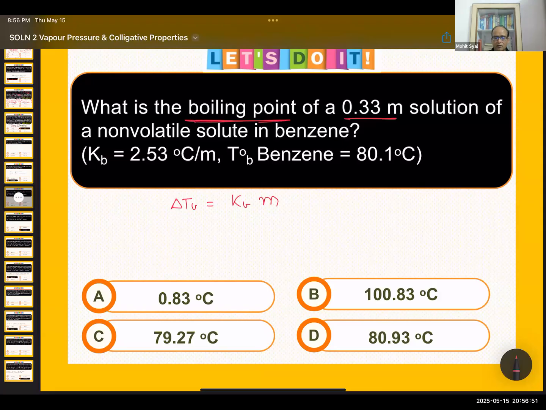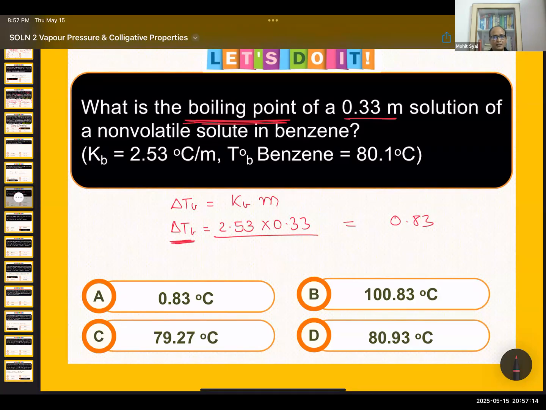The boiling point is going to be, I calculate delta Tb equal to Kb, Kb is 2.53, into molality 0.33. That is going to be somewhere around 0.83. So this is the boiling point elevation. What will be the actual boiling point? The boiling point will be the original boiling point plus that elevation. The original is some 7.3, or 8.3. When you add this to this, you will get the actual boiling point.